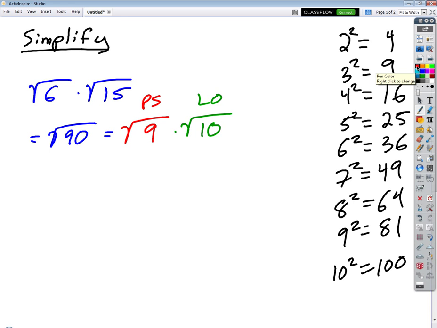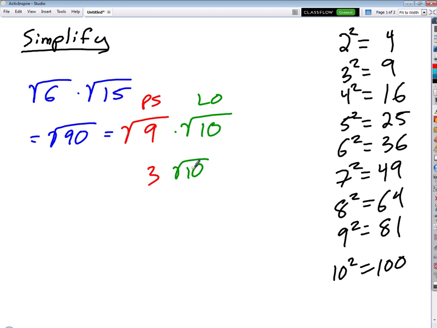What is our, this was useful to us. We did this for a reason. Square root of 9 is 3. Right? So that's our answer. Okay, good.